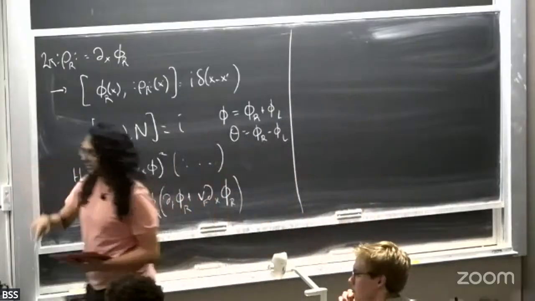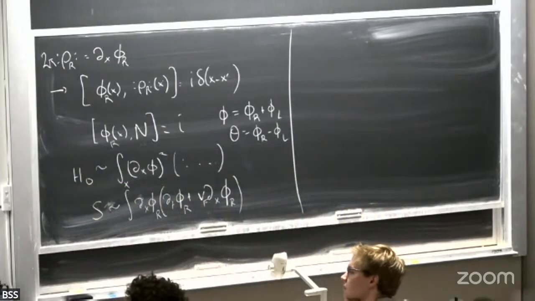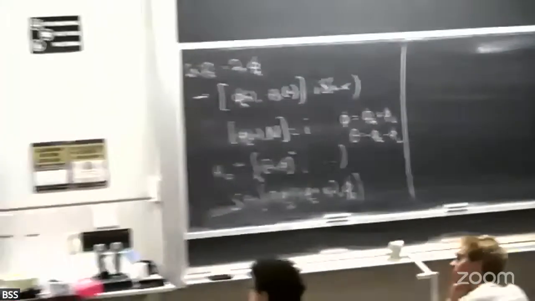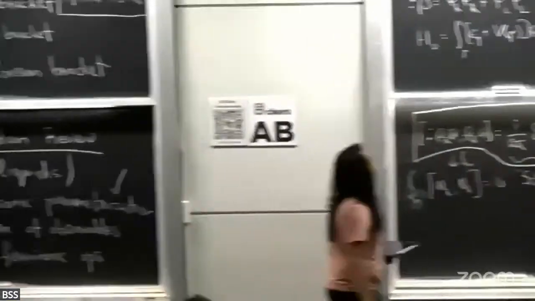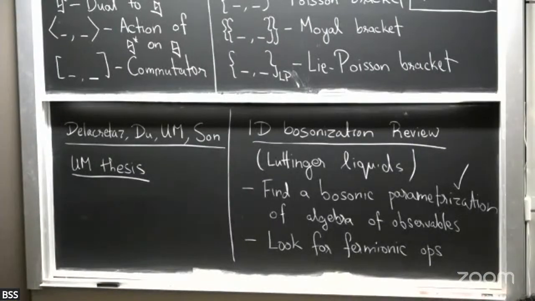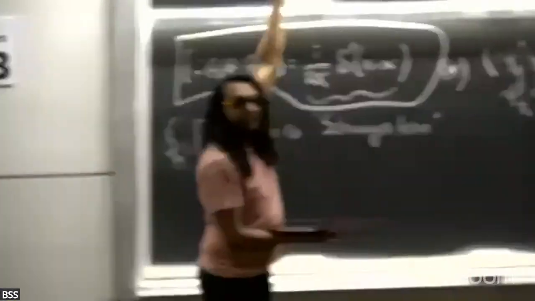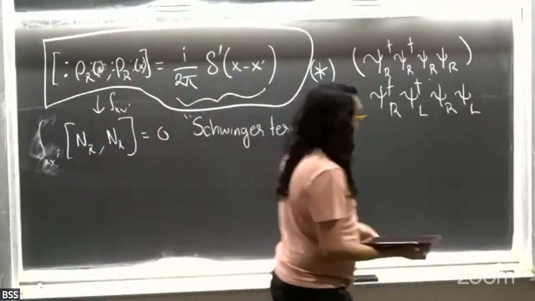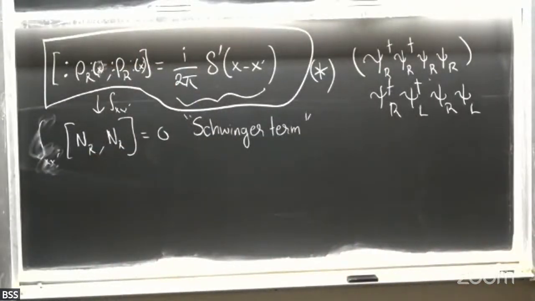So going back to that procedure, we found a bosonic parametrization of the algebra of observables. And we kind of skipped this part. We didn't find fermionic operators. We already rewrote the Hamiltonian in terms of this bosonic operator. So it's because of this. The canonical conjugate to phi should be ∂x phi, which is rho. Hence this cross term. That's what makes this a chiral action.